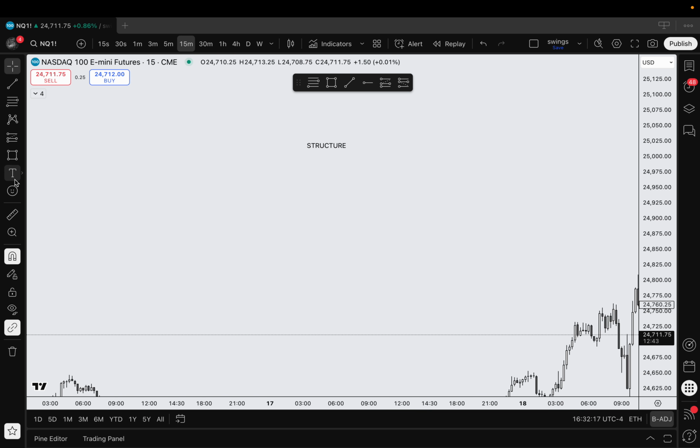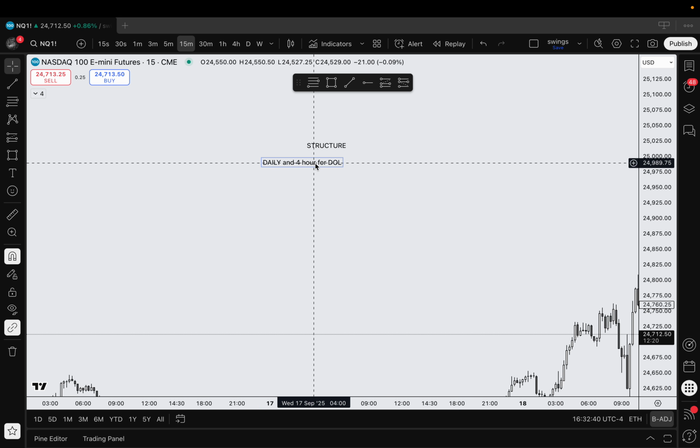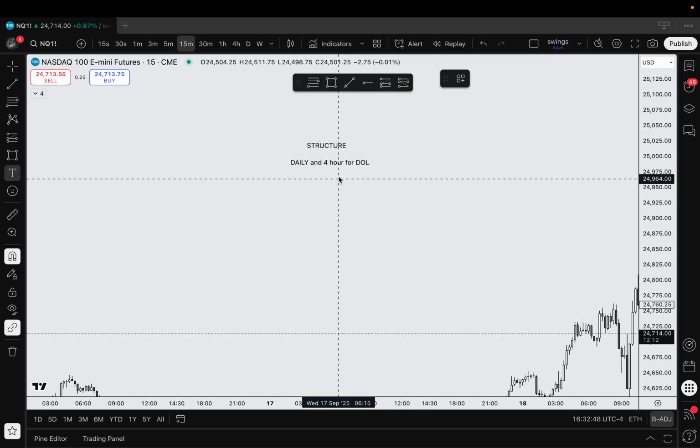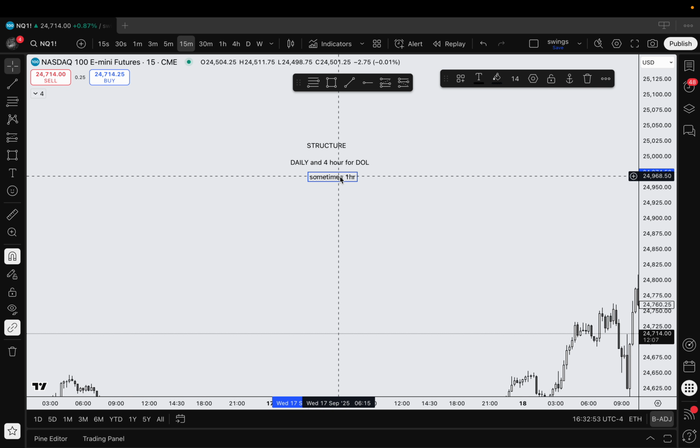Now, structure. When structuring a trade and when structuring your draws on liquidity, we're going to be using the daily and 4 hour for draws, or draws on liquidity. This is draw on liquidity. Now, we sometimes can use the 1 hour, but usually we're just going to use the daily and 4 hour, and sometimes the 1 hour.